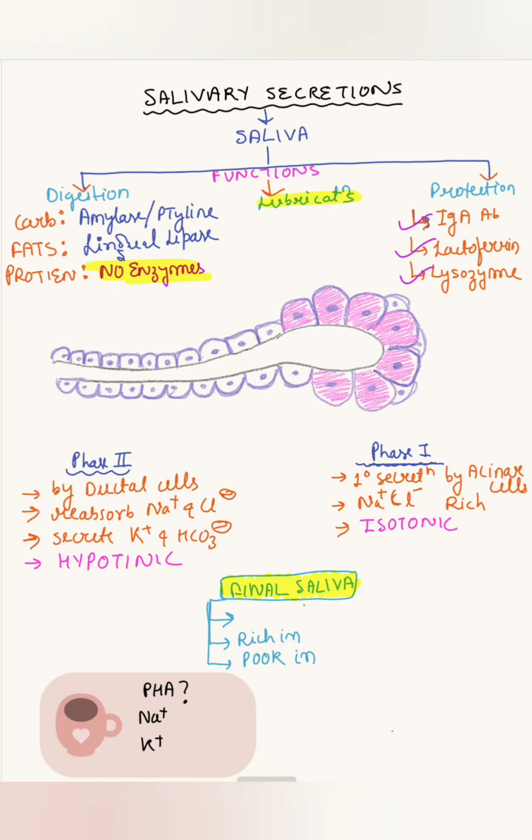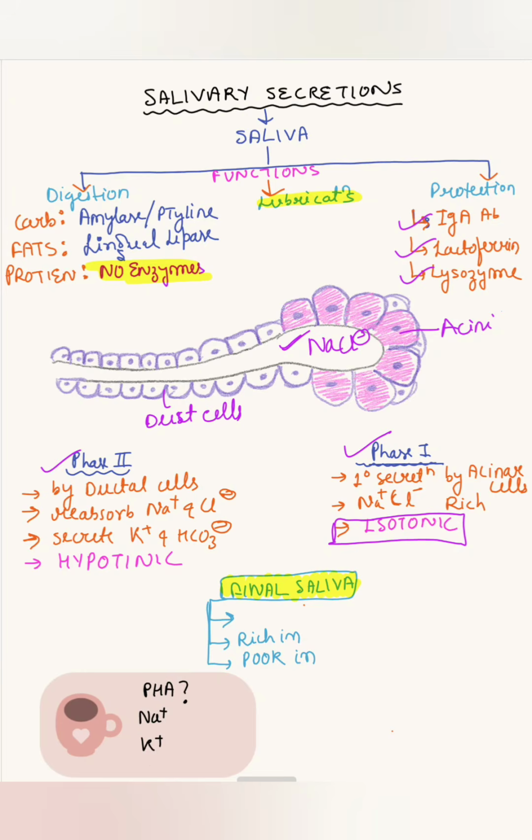Now we will see the secretion proper. So this part is what? This is acini. Okay, and this part is what? This is the ductal cells. Okay, so phase 1 secretion occurs in what? Acinus. Acinus cells will secrete the phase 1 saliva, and it will be rich in sodium and chloride and isotonic in nature.